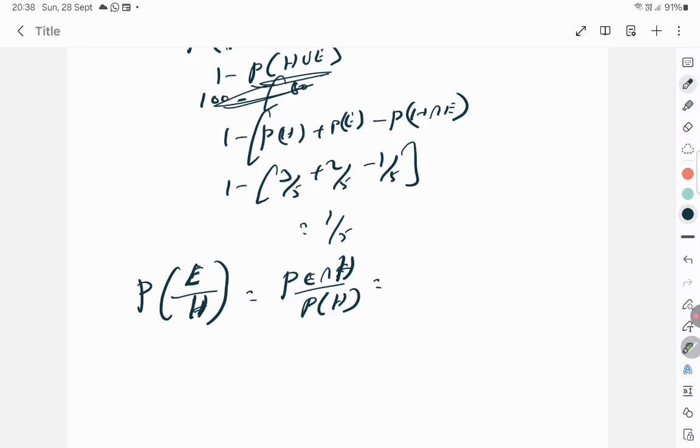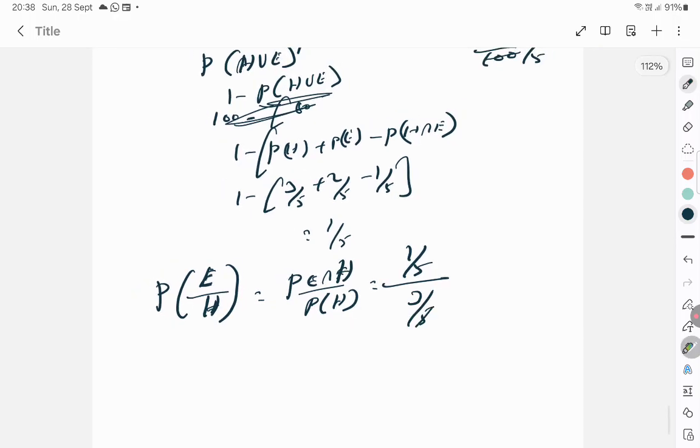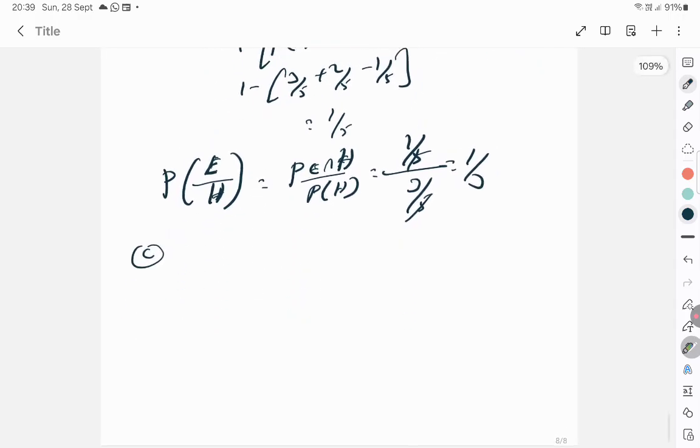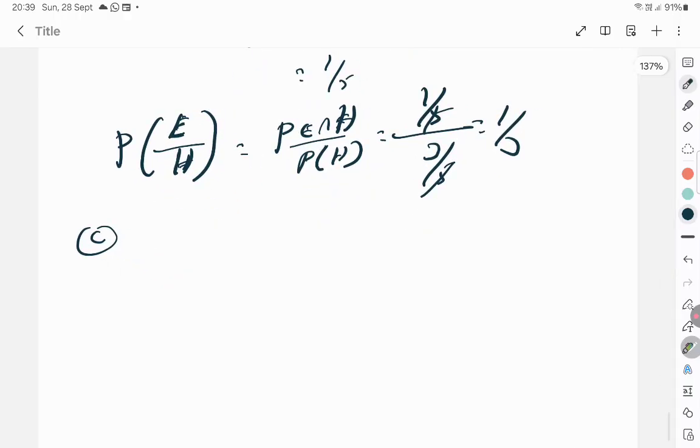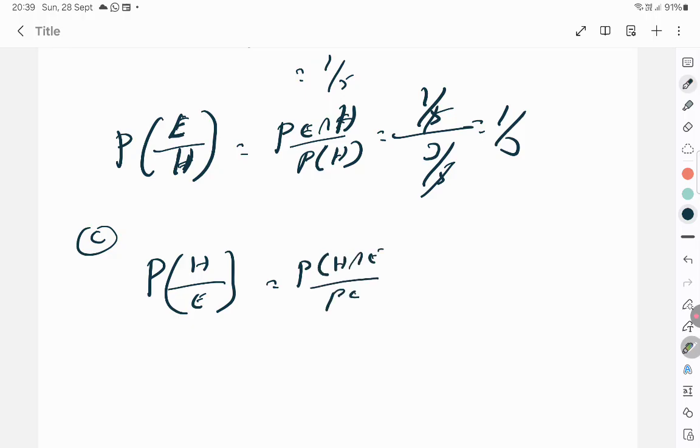Okay, so then therefore P of E intersection H is 1 by 5. P of H itself, from here also, is 3 by 5. 5 and 5 get cancelled, so the answer is 1 by 3. So there's a third subdivision: if she reads English newspaper, find the probability that she reads Hindi newspaper. Which formula? P of H intersection E by P of E.